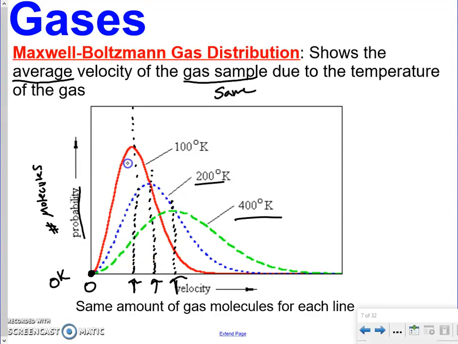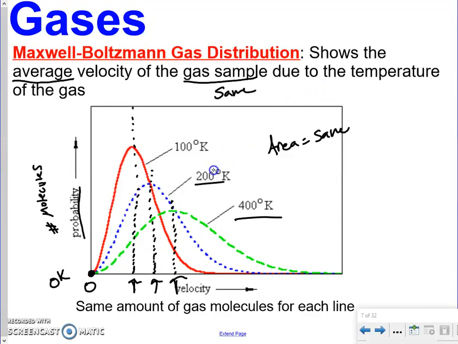If you were to calculate the area under all 3 of these curves, what you would notice is they would all equal each other. Area equals the same for all 3 of them. Well, why? Because it's the same sample of gas. Therefore, the number of molecules has not magically changed because I have increased temperature. And again, we would also assume that this is a rigid sealed container, so the gas is not able to escape either.